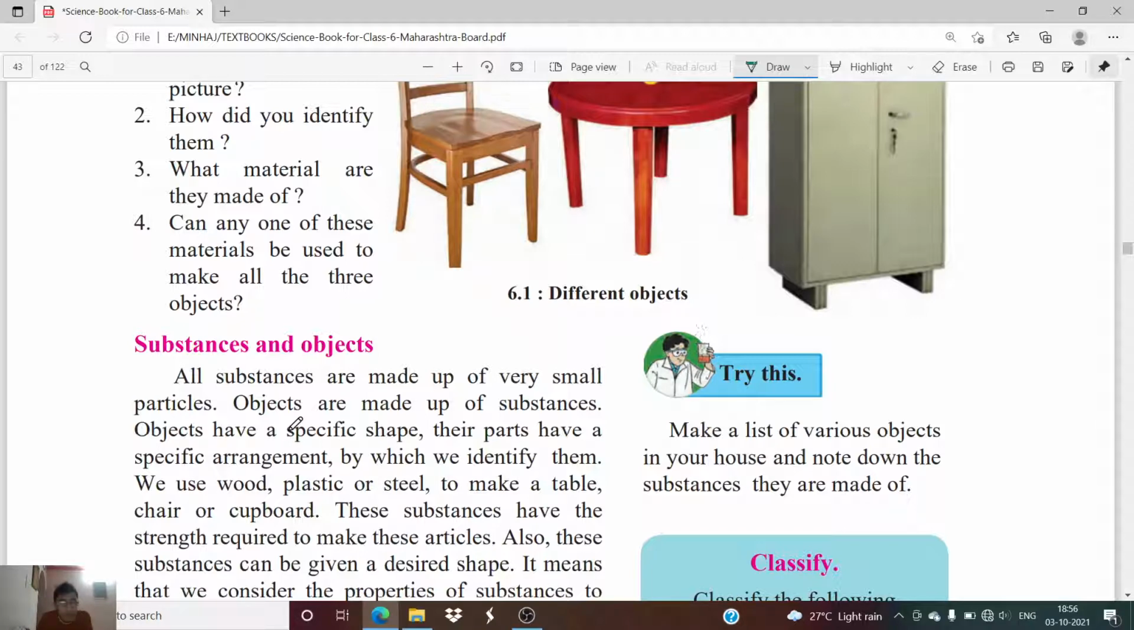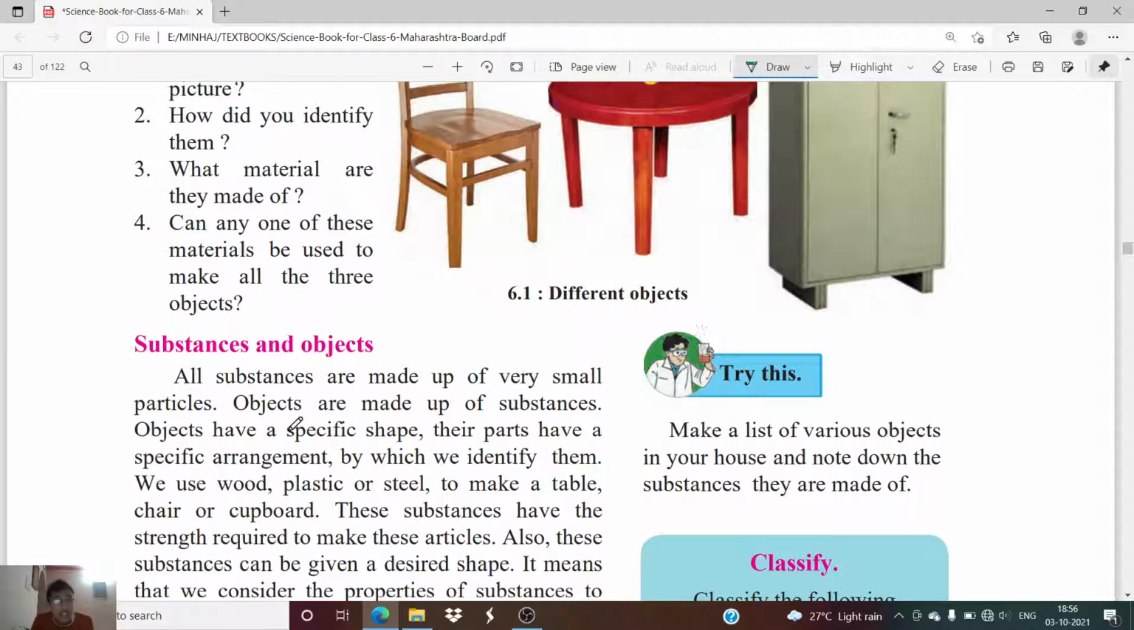For example, steel is a substance, and that substance can be used to make vessels, it can be used to make a table, a chair, it can be used to make different articles. It can be used to make different objects which we are using.